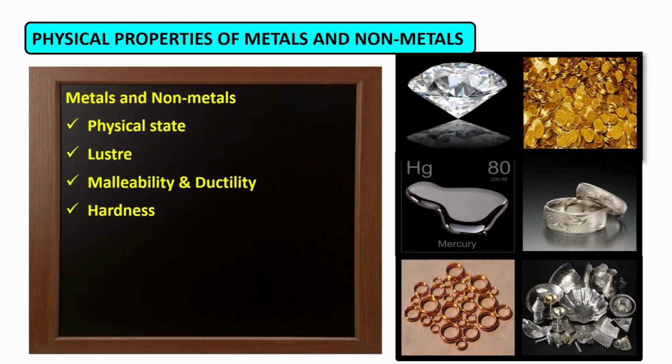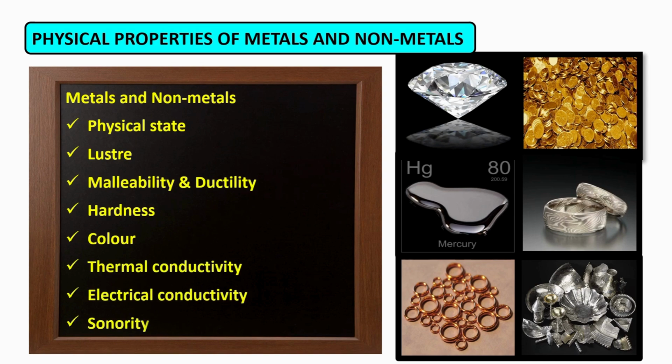Physical properties of metals and nonmetals. The physical properties are the physical state, luster, malleability and ductility, hardness, color, thermal conductivity, electrical conductivity, sonority.